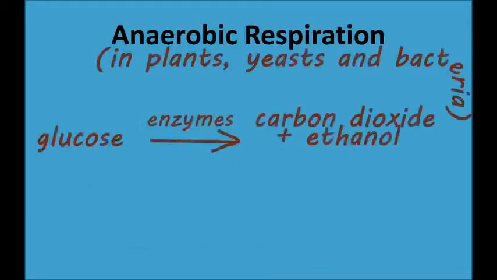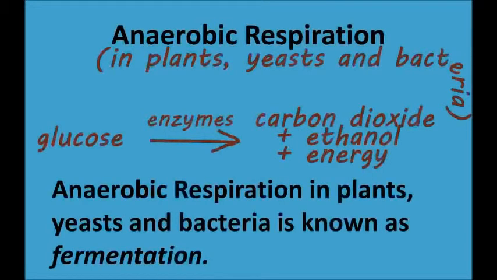The enzymes that these organisms use for anaerobic respiration are different to the ones in animal cells, and they rearrange the atoms in glucose in a slightly different way. Instead of producing lactic acid, we end up with carbon dioxide and ethanol, which is a type of alcohol. This type of anaerobic respiration is also known as fermentation. This is the chemical process that is used to make bread rise, put bubbles in beer and champagne, and to make beer and wine alcoholic.